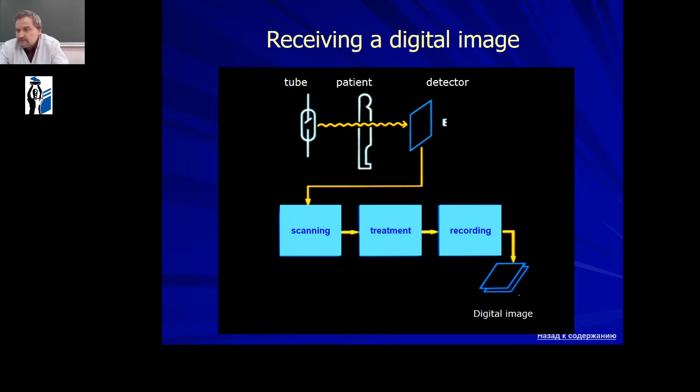In the other type, receiving a digital image, X-rays go from the X-ray tube through the patient and to the detector. The detector does scanning, then handling and recording of the digital image.